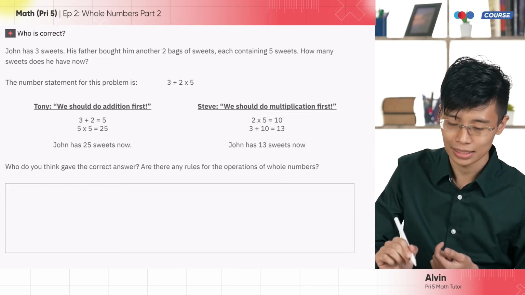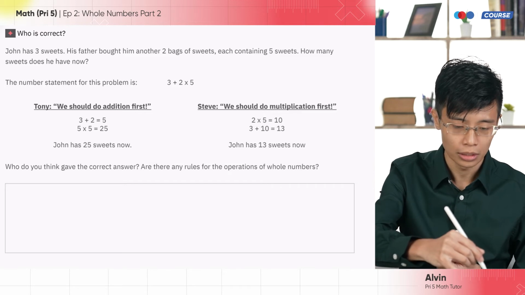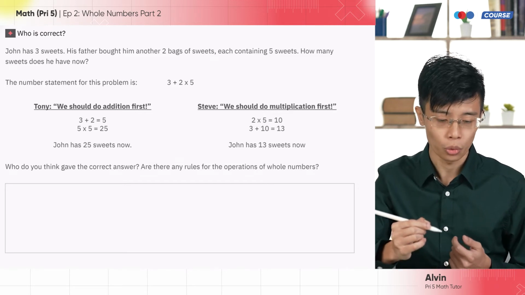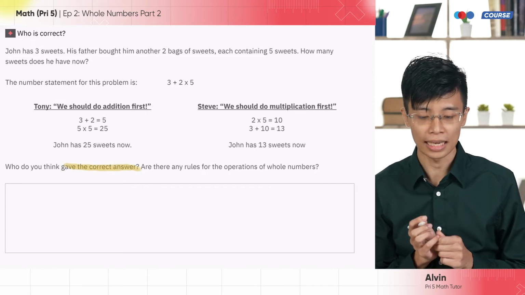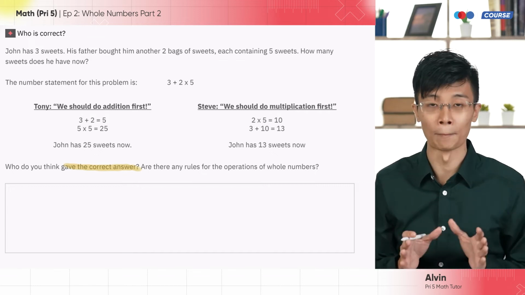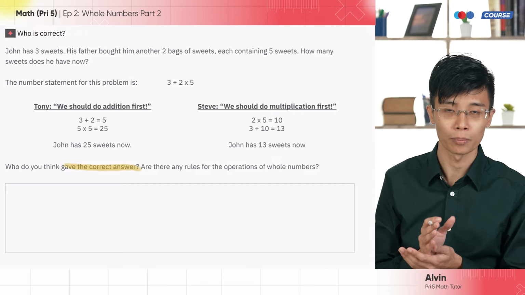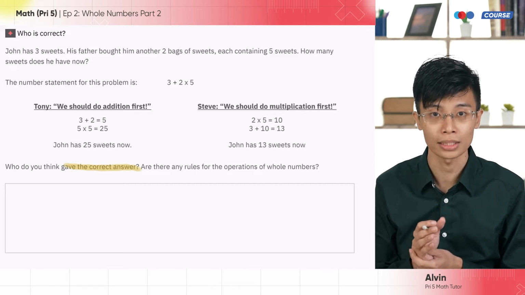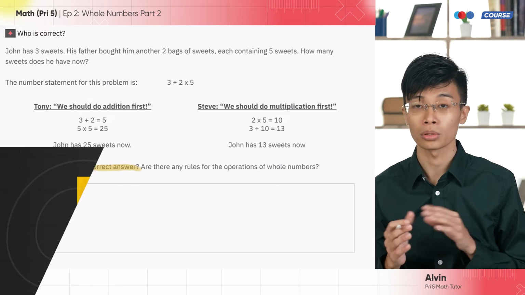Steve says that John has 13 sweets now. I need your help in determining who gave the correct answer. Or are there any rules for the operations for whole numbers? You'll see a box in your notes today. What we need to do is take some time, pause the video for 5 minutes, and write down your thoughts on who you think gave the correct answer.